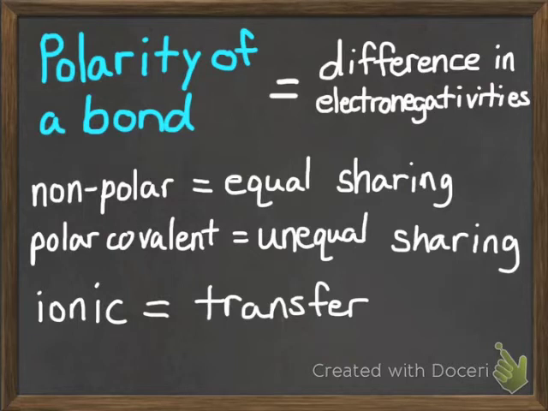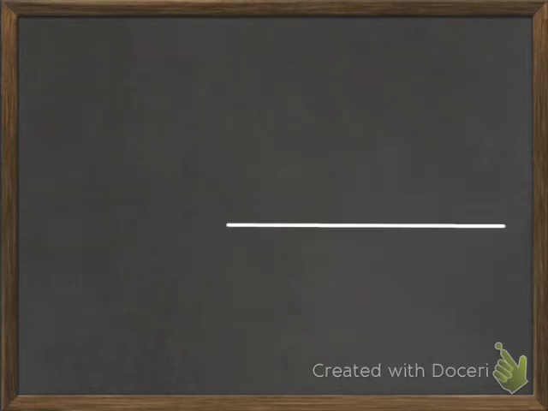If there's a medium difference between the electronegativities, then we'd call that a polar covalent bond. And that would be kind of an unequal sharing of electrons. Then if we have a big difference in electronegativity, we would call that an ionic bond, and that would be a transfer of electrons. But what is a small difference, what's a medium difference, and what's a large difference? So let's take a look at that scale.